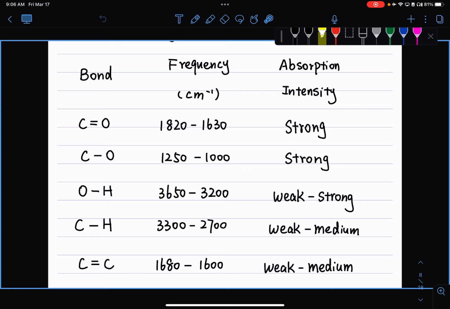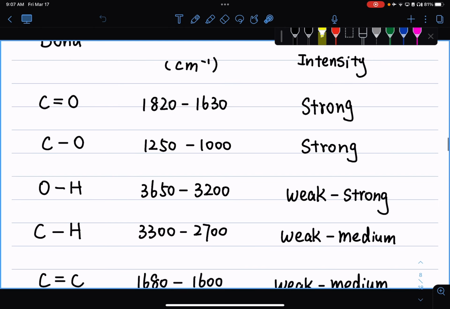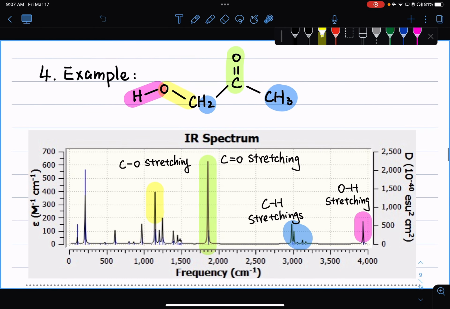So I'm just going to leave this table here for your reference. These will be provided information, and we'll do an example together and see how we use the table to identify these functional groups in a specific molecule, or to assign peaks to that specific molecule.